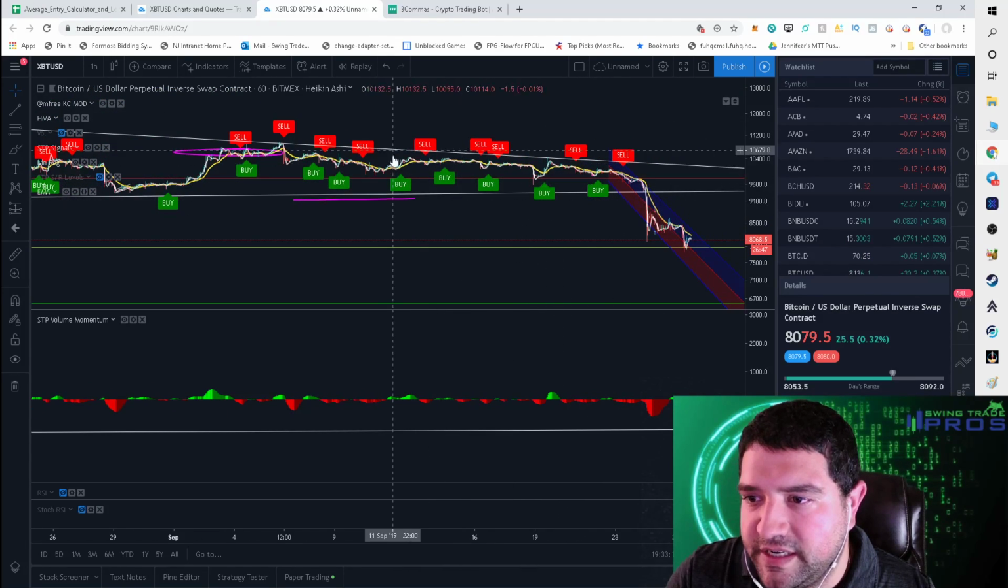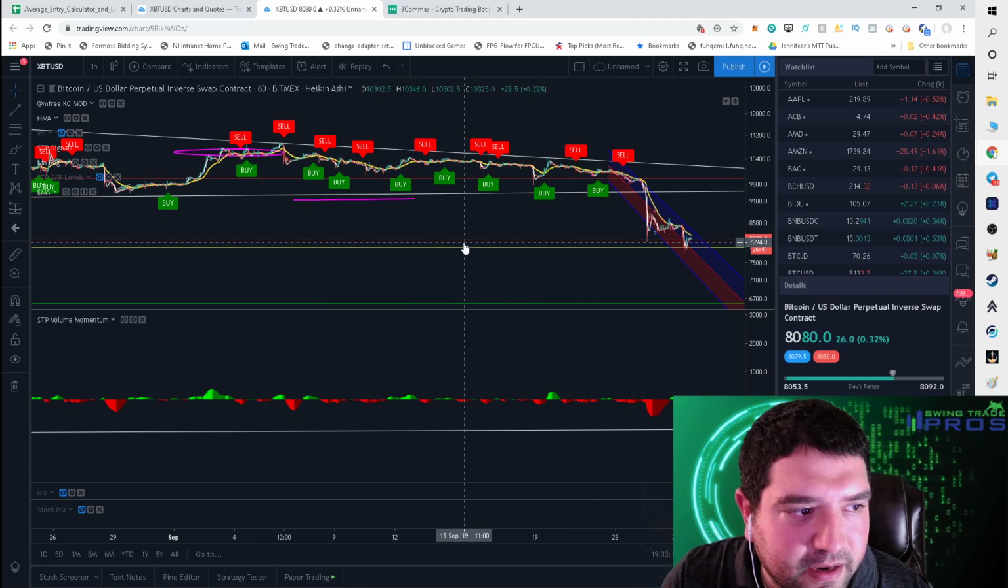Because there's indecision and choppy. This is basically just chop, right? That's why we have the 1-minute scalper bot to trade the chop.